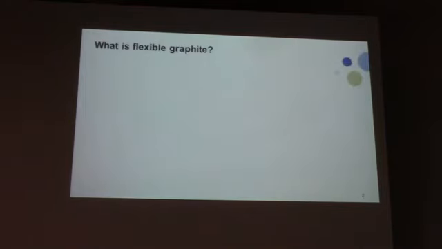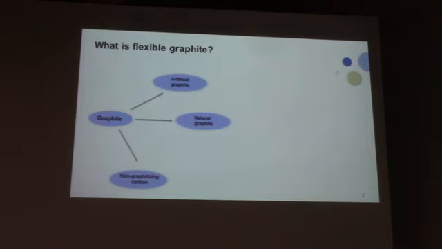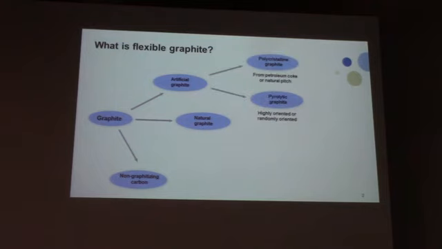So the question is, what is flexible graphite? I don't know how much you are familiar with graphite, maybe less with flexible graphite, but what we used to call graphite is artificial graphite, and it can be polycrystalline or pyrolytic graphite. The manufacturing process is different. The polycrystalline graphite comes from petroleum coke or natural pitch, while pyrolytic graphite comes from pyrolysis of hydrocarbons at high temperatures. And pyrolytic graphite can be highly oriented or randomly oriented.